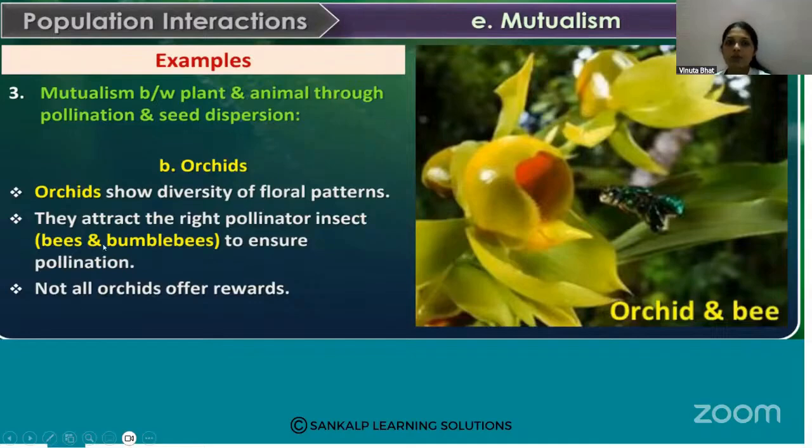Then orchids. Orchids show diversity of floral patterns. They attract the right pollinators, bees and bumblebees, to ensure the pollination. Not all orchids offer rewards. So mainly orchids and bees are closely associated organisms, and they show mutualism.